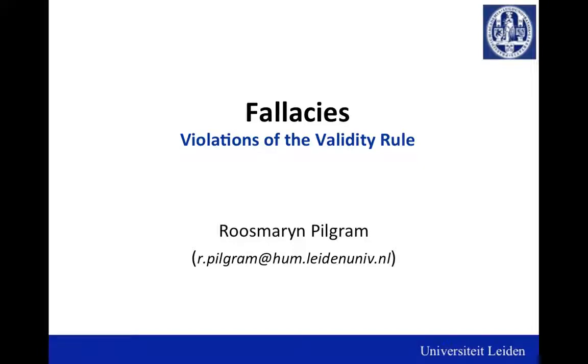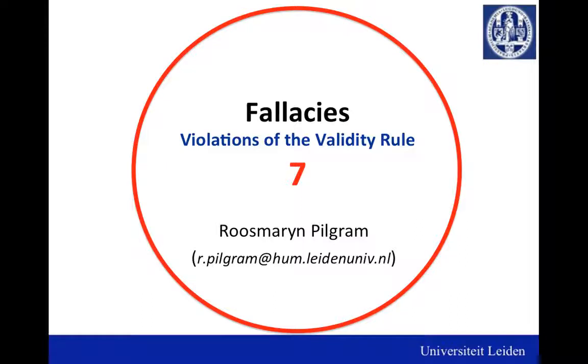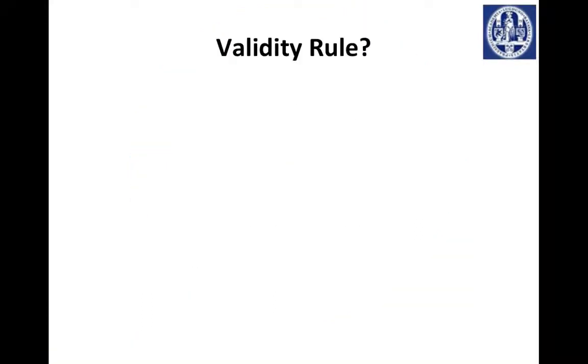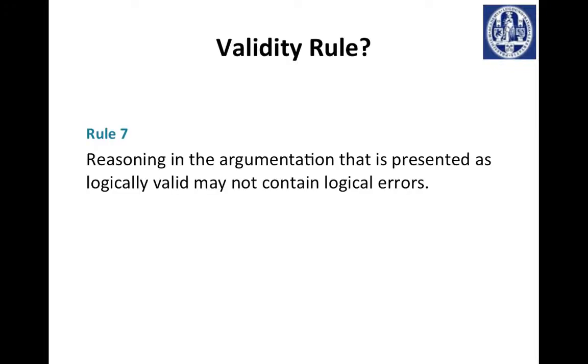So hi again, back to the fallacies, this time specific fallacies, namely the violations of the validity rule, which is number 7 of the rules for critical discussion. According to the validity rule, reasoning in the argumentation that is presented as logically valid may not contain logical errors. Now actually, in everyday discussions, all the argumentation is presented as though it's logically valid.